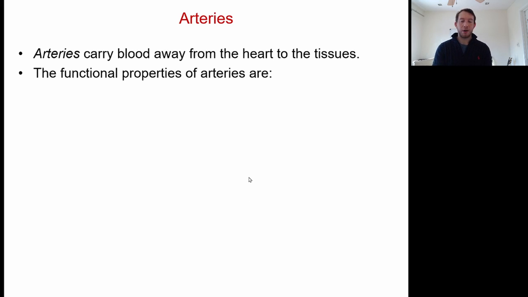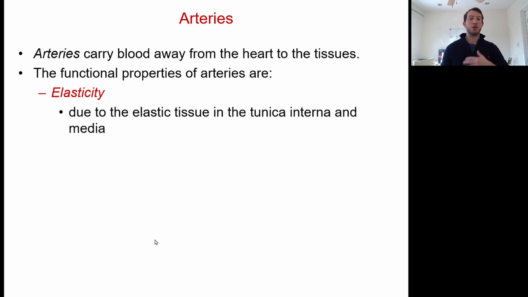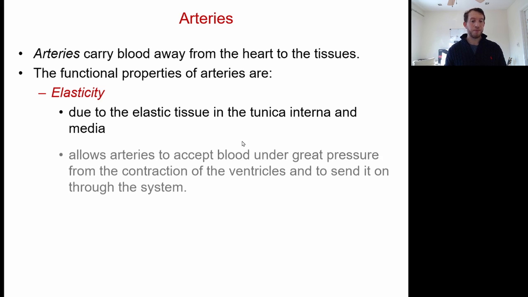So we know arteries carry blood away from the tissues. That's why they begin with A, right? So A for away, arteries, right? And the functional properties, we need to get these down solidly. So elasticity, the ability to recoil after expansion, after contraction of the heart, but expansion of the artery.